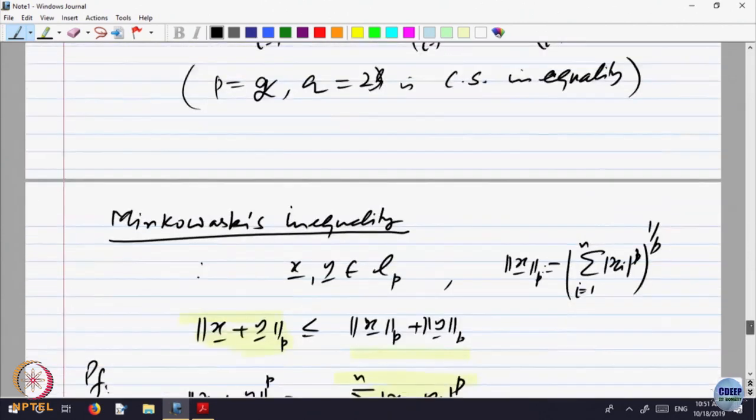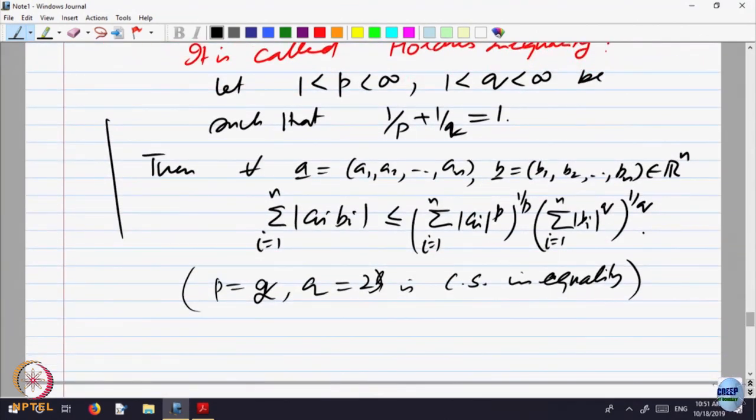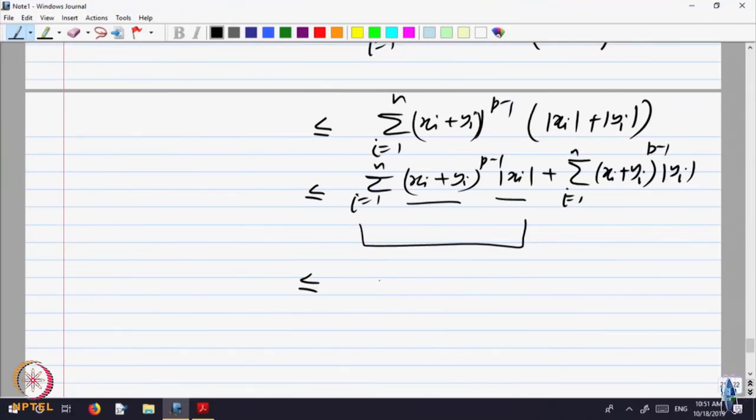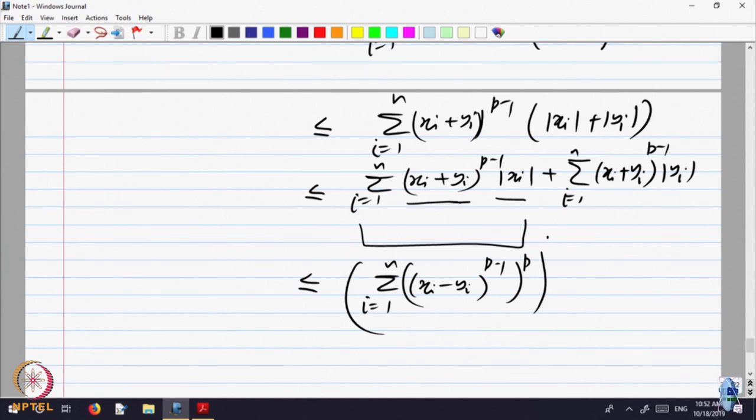What is Holder's inequality? Here is Holder's inequality: the sum of a_i b_i is less than or equal to the sum of a_i^p raised to power 1 over p, into the sum of b_i^q raised to power 1 over q. So here let us use Holder's inequality. So, less than or equal to the sum i equal to 1 to n of |x_i + y_i|^(p-1), this is my a_i, that is b_i, raised to power p, raised to power 1 by p.